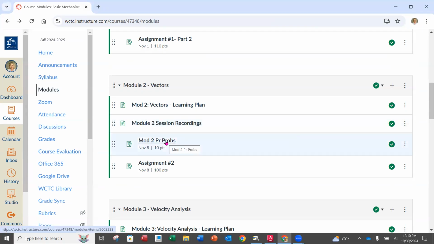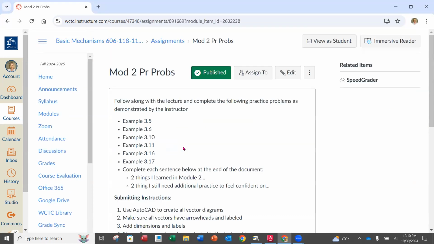And then you'll notice that you have the two indented portions here: your practice problems and your second assignment. So Module 2 practice problems is following along with me for the examples that we have here to demonstrate how we're going to be solving these types of problems, as well as the formatting and the requirements for your assignments. So these are a good lead-in to what you're going to be doing for your homework.